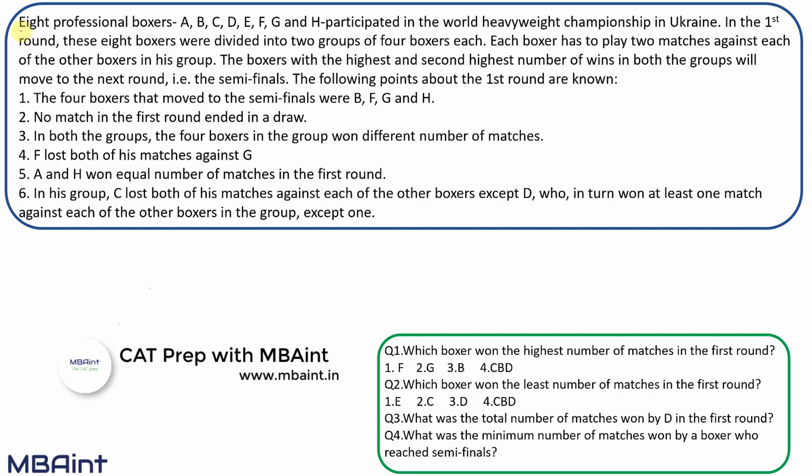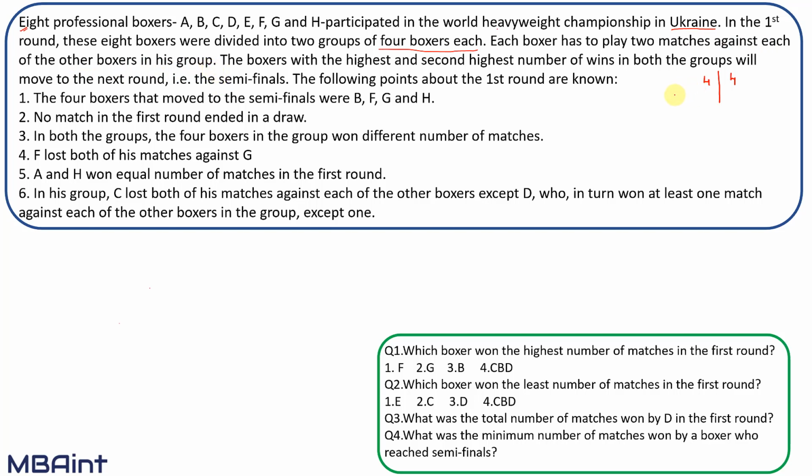Now let's solve the set. 8 professional boxers A, B, C, D, E, F, G, H participated in a heavyweight championship in Ukraine. In the first round, these 8 boxers were divided into 2 groups of 4 boxers each. So 8 people are there, 4 boxers each, 2 groups. Each boxer has to play 2 matches against each of the other boxers in his group.